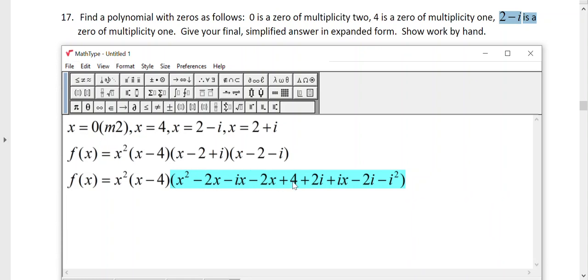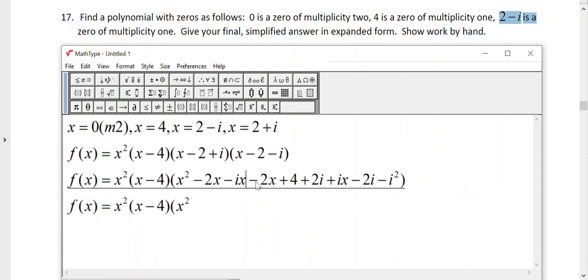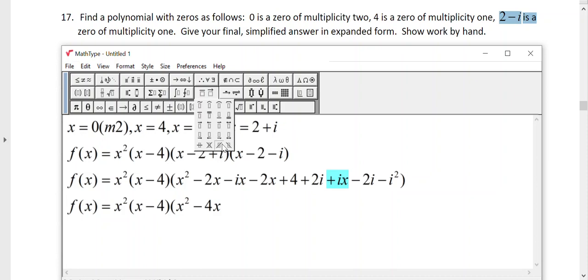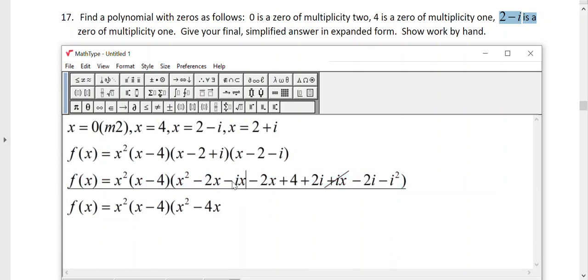I should have 9 terms in the middle from these 3 terms times these 3 terms. Then we're going to simplify. So once again, I'm just going to copy and paste that part of it. I'm not changing that. I'm going to work on simplifying in here. There's only one x squared term, so I'm going to keep the x squared term. I have a negative 2x and another negative 2x, so that's going to add up to a negative 4x. And then my negative ix and my positive ix terms are going to cancel. So I add those to 0.